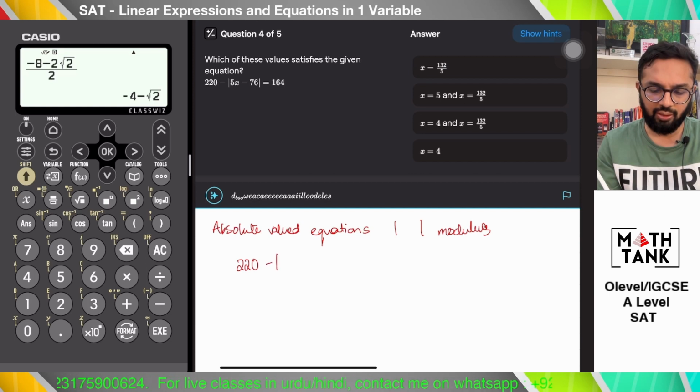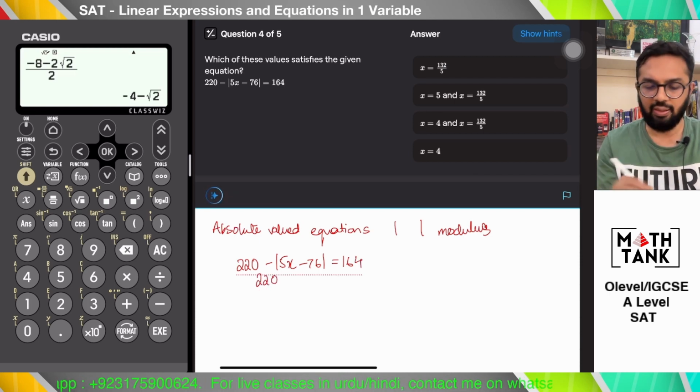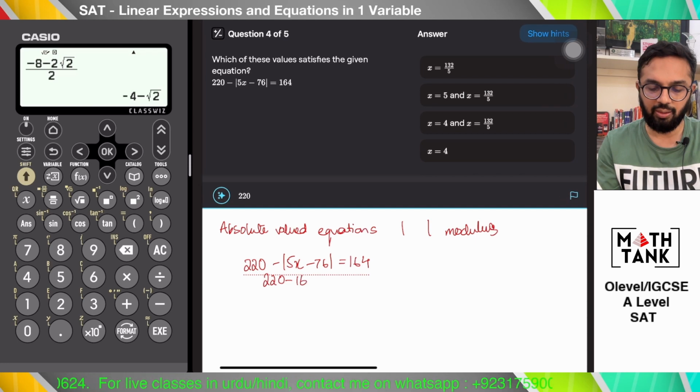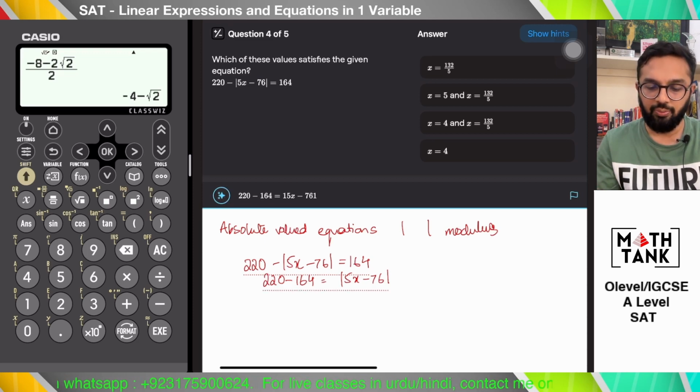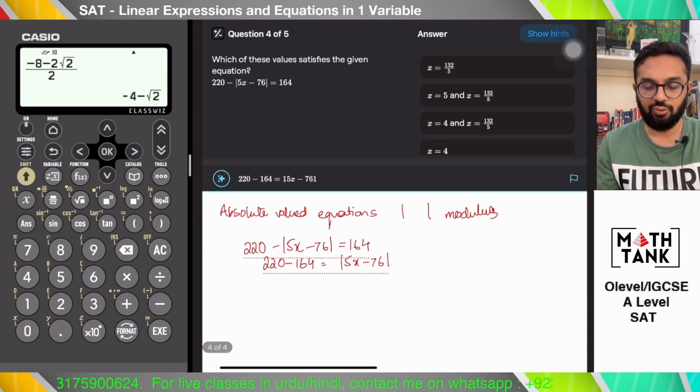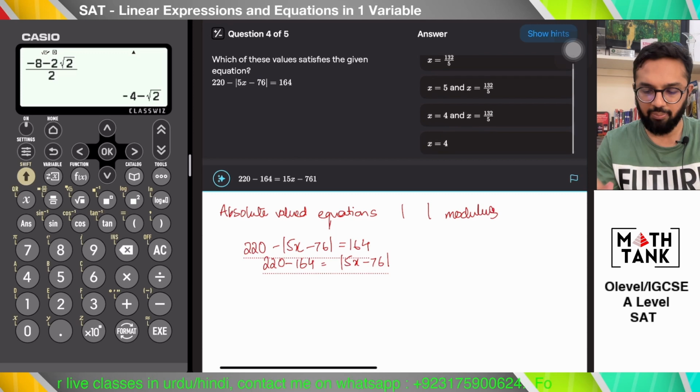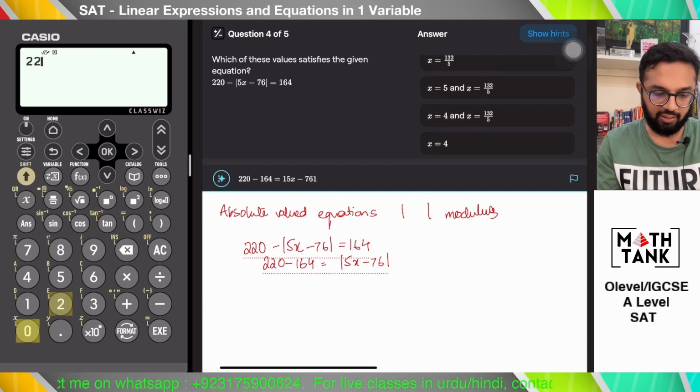What I'm going to try to do is, I know that I need to have everything else on one side and x on the other side. So first I'm going to move things around and say that 220 minus 164 equals 5x minus 76. Okay, now whenever you have such a question, what you need to remember is that when you remove this, let's first minus 56.